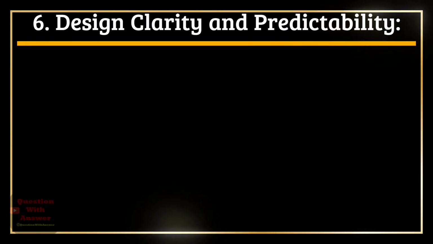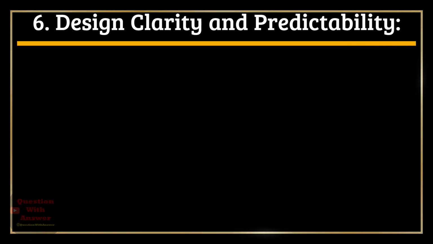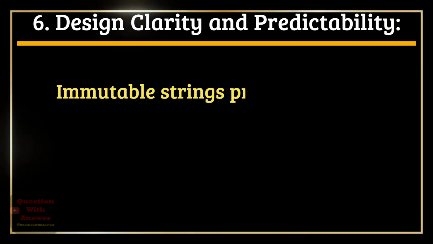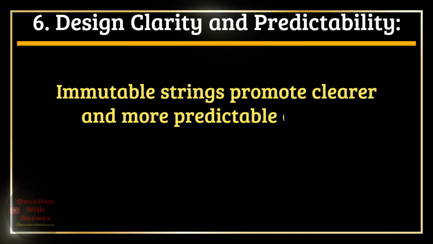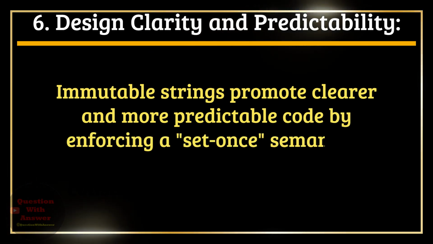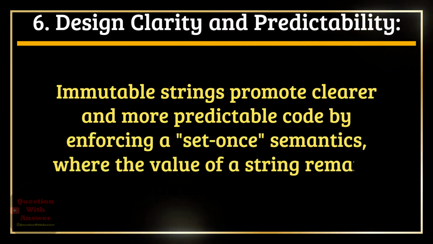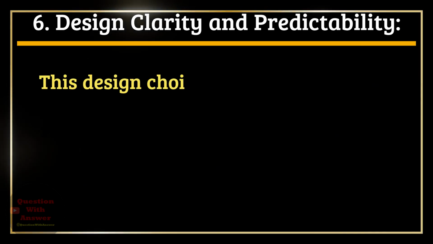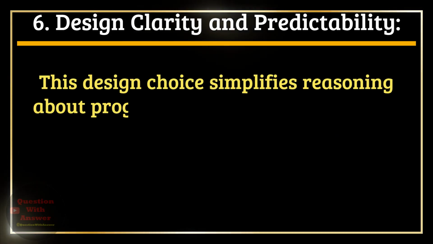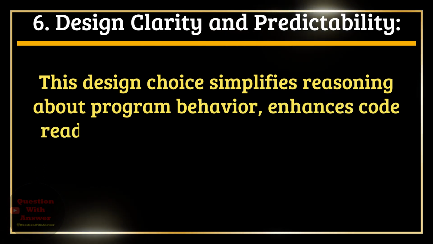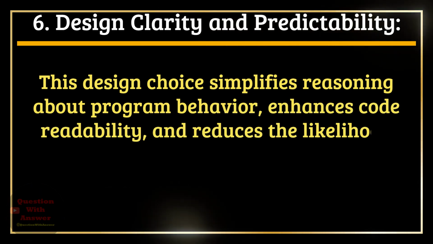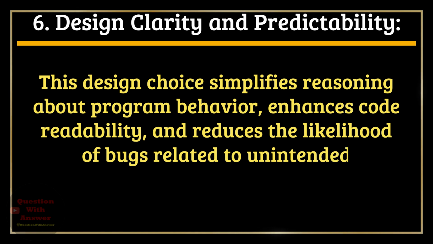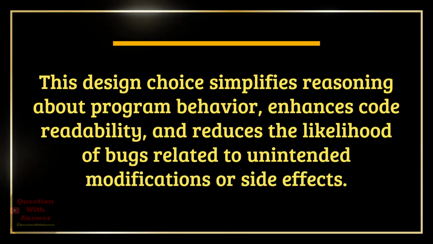6. Design clarity and predictability. Immutable strings promote clearer and more predictable code by enforcing a set-once semantics, where the value of a string remains constant throughout its lifetime. This design choice simplifies reasoning about program behavior, enhances code readability, and reduces the likelihood of bugs related to unintended modifications or side effects.